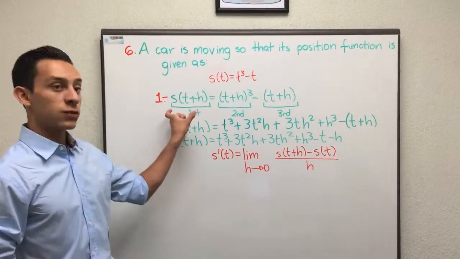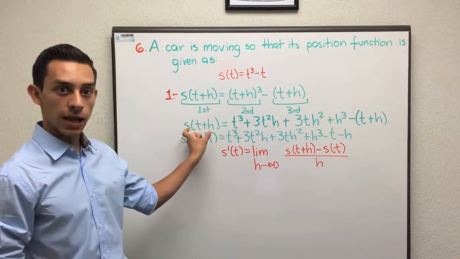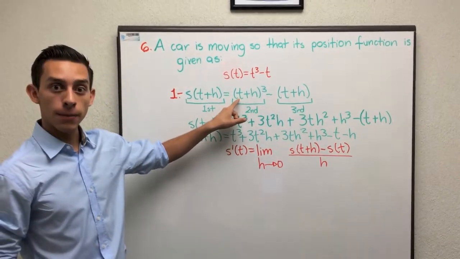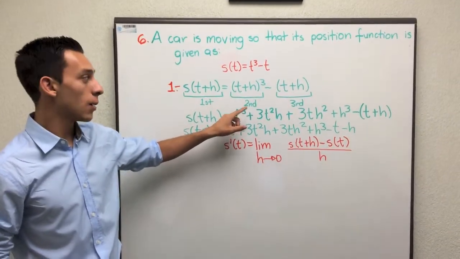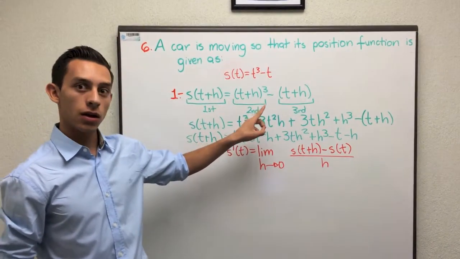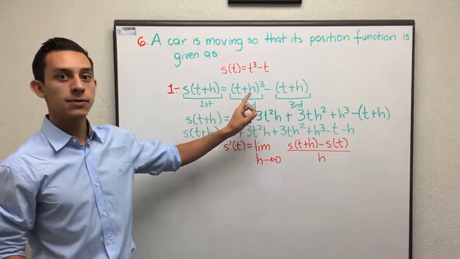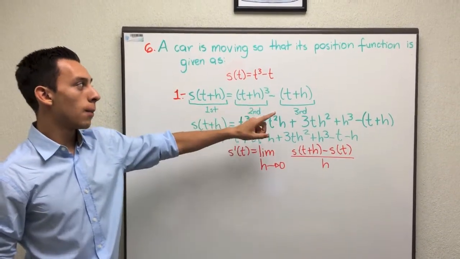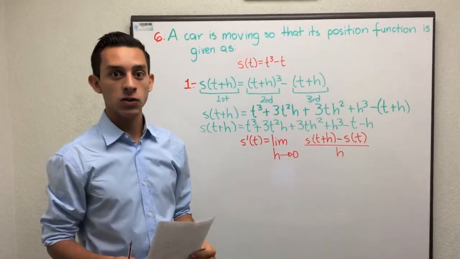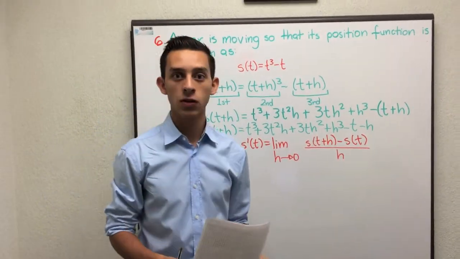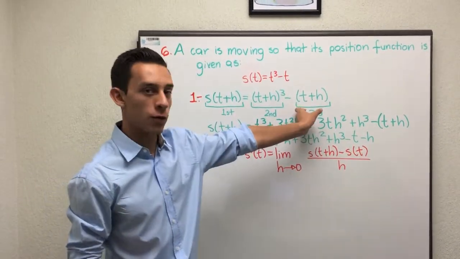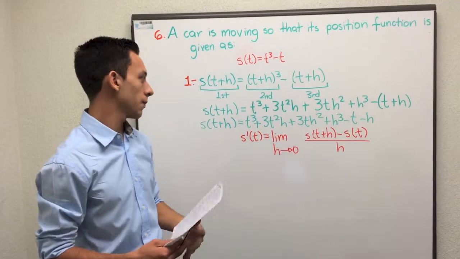So we have this first part of the formula that is the same, s of t plus h, that is equal to the first term cubed, that is t cubed, plus 3 times the first term squared times the second term, plus 3 times the first term times the second term squared, plus the second term cubed, minus the third part of our formula that says t plus h.